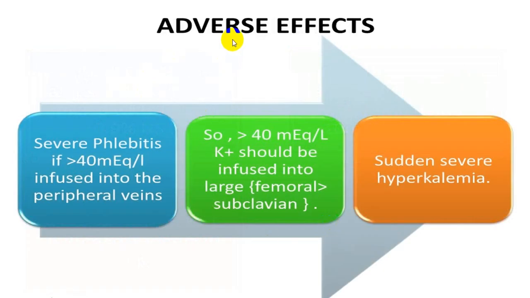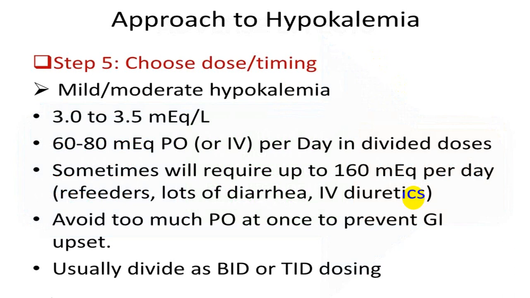Whenever you give IV potassium, if it is more than 40 milliequivalent per liter, then the chance of severe phlebitis is very high. So it should be given by IV infusion through a central line, and always observe for sudden hyperkalemia, particularly in a person who has renal impairment. Do keep this in mind.